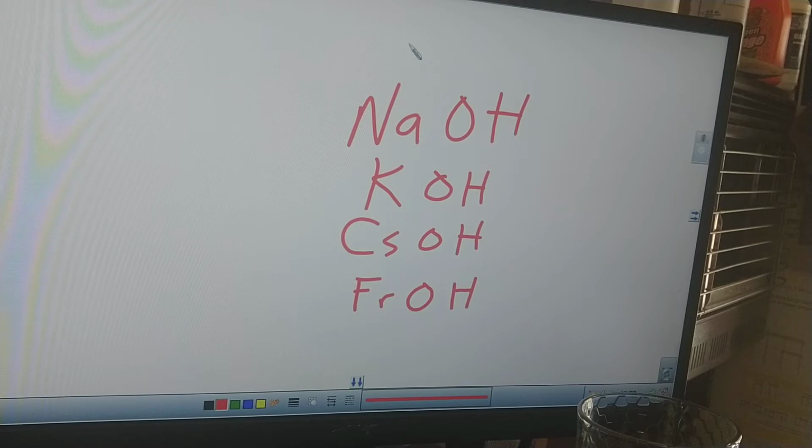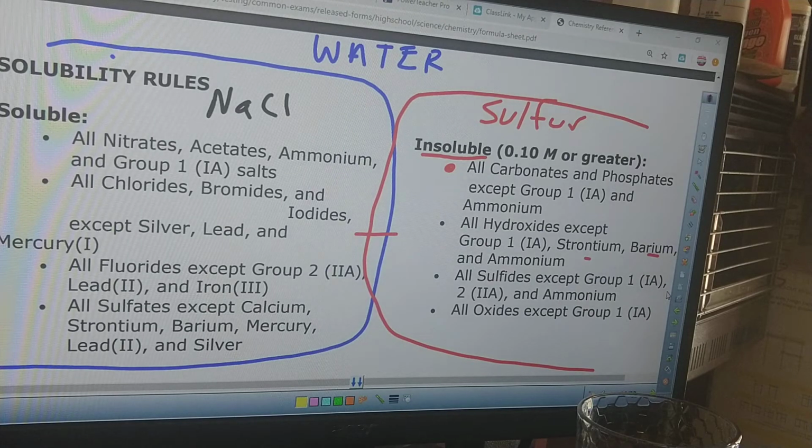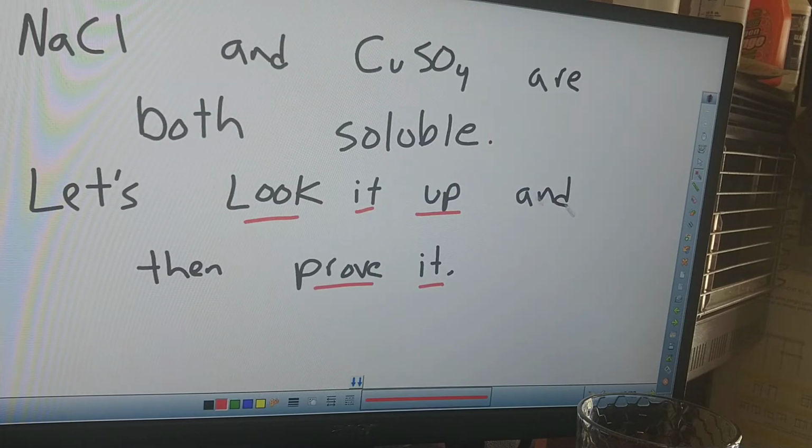What should go on top here? That's right, lithium hydroxide. You know all of these guys right here, these guys are all in group 1, aren't they? So when it says group 1 hydroxides, that's what it's talking about. Let's go back now. All right, so we can read these charts, all right? Let's read this chart right here.